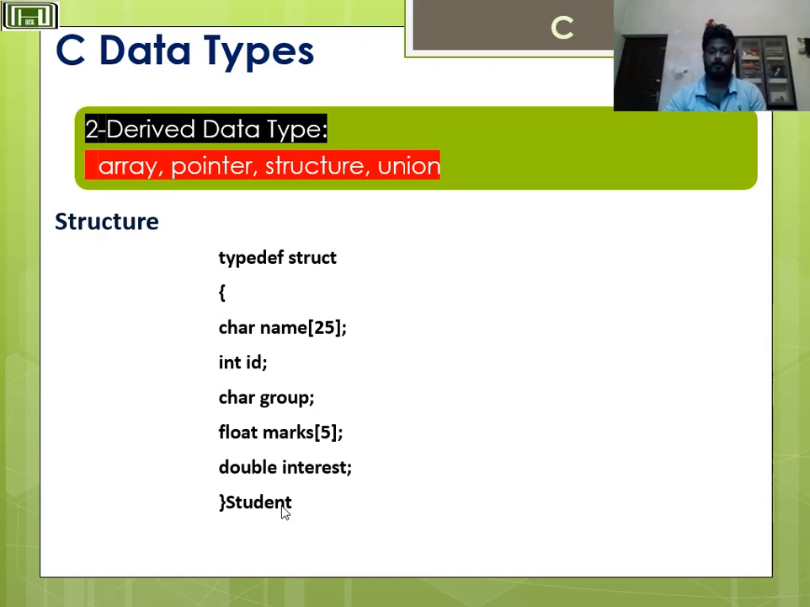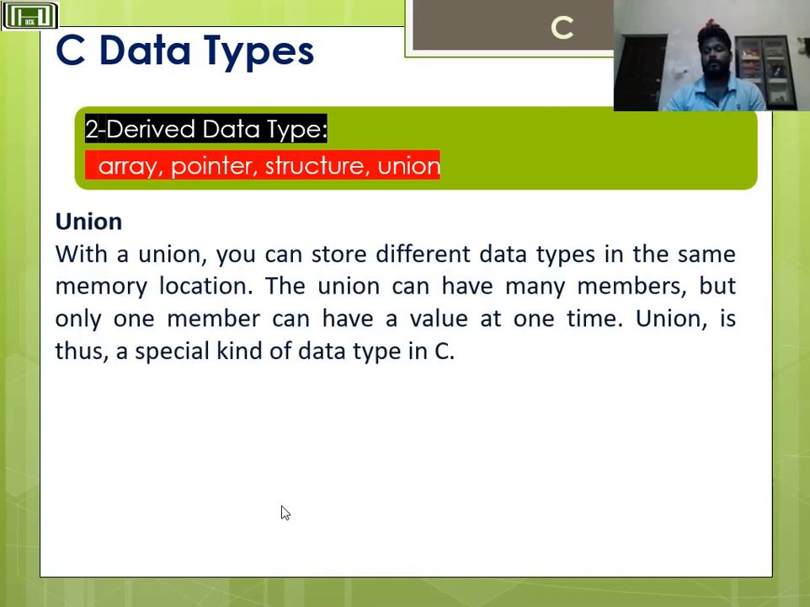Now union. Union is similar to structure, but there is some difference. With a union you can store different types of data in the same memory location. The union can have many members, but only one member can have a value at one time. It is thus a special kind of data type in C.